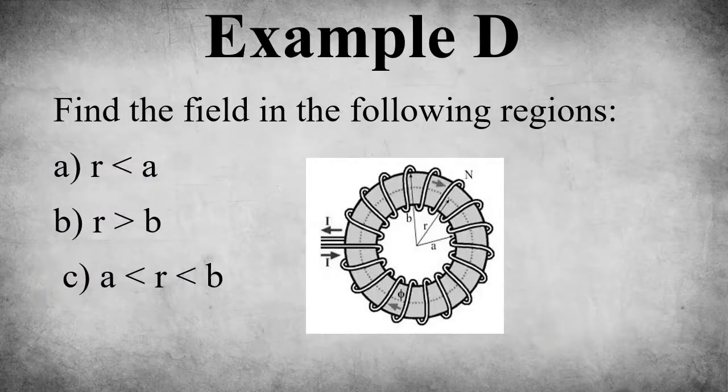So here's example D. Example D is to find the magnetic field in various parts of the toroid. The first one is within the actual hole part of the donut that makes up the toroid. Then we're going to look at inside the actual toroid itself, which is where the field is actually strongest. And then we'll look at outside the entire thing.